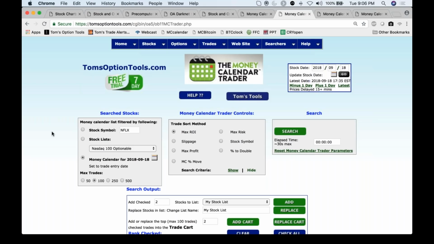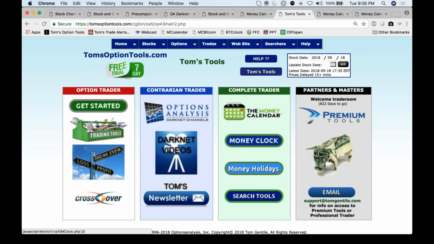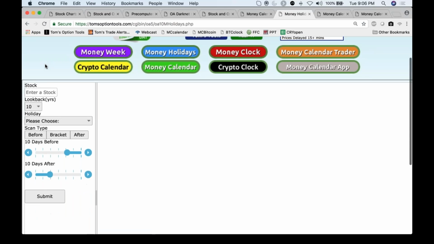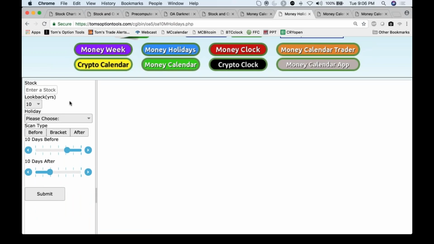But as we get into October, I'm going to be looking into November. And the way that we can do that is we have a really nice pattern feature here. So if I go to Tom's Tools, and I'm going to go into Money Holidays. This is under our Complete Trader. So Money Holidays. And what's going to happen is we're going to get our Money Holidays pattern come up.